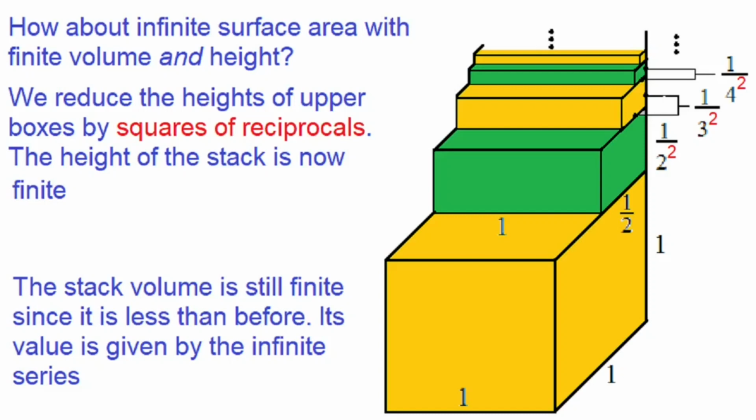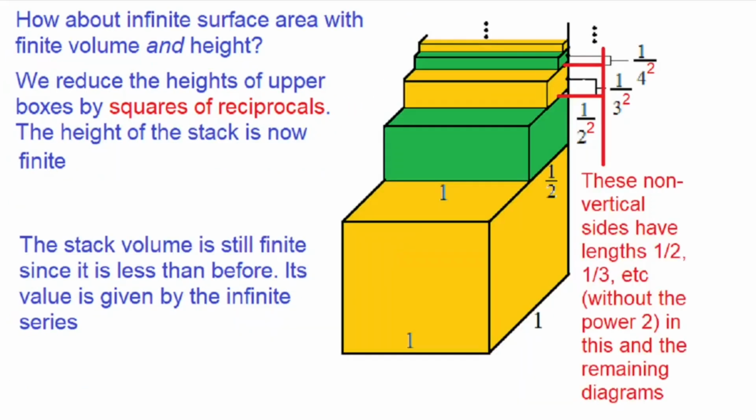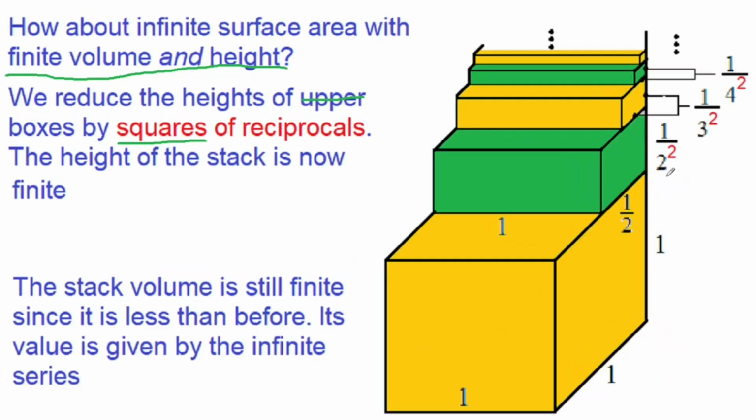The nice thing about a stack of boxes is the fact that we can easily modify it to get a stack which has infinite surface area but only finite volume and height. All we have to do is to reduce the heights of the boxes by squares of the reciprocal. It doesn't have to be just the upper boxes. So as you see here, instead of 1/2, I have 1/2 squared, here 1/3 squared, and so on, where a power 2 has been added.